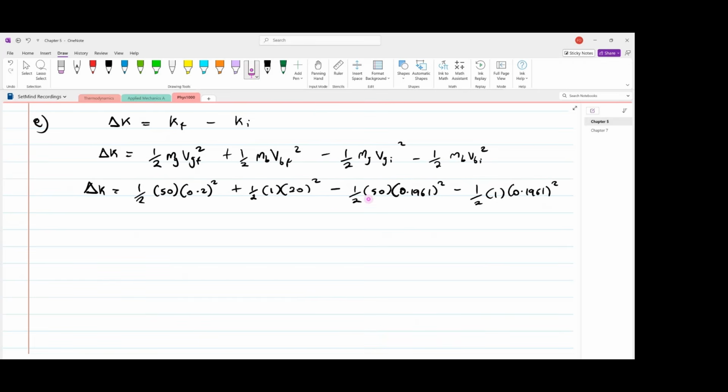So actually, because they were together in the initial state, you could have done this together as one. So you could have written it as 1/2 times 51, times 0.1961 squared, which should give you the same answer. Actually, that would save us time. So I'll just treat it as one object, but it doesn't matter as long as you account for the speed correctly, right? So our delta K now becomes, going to whip up my calculator.